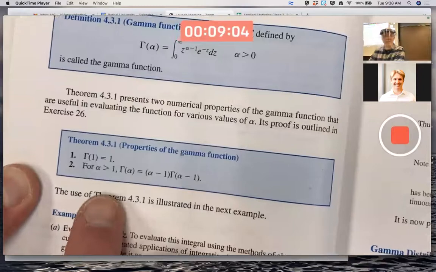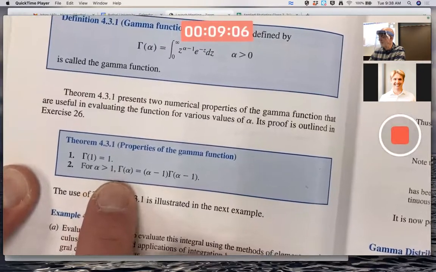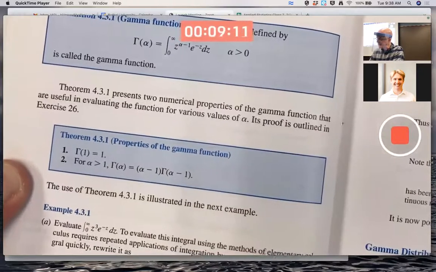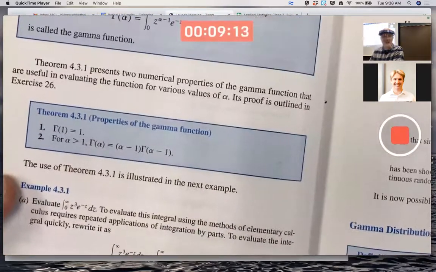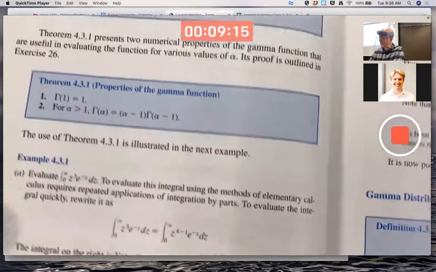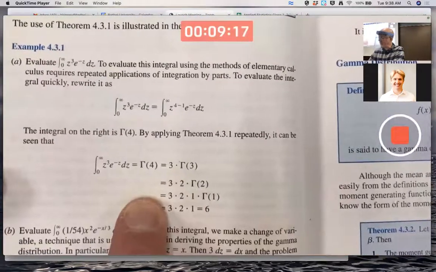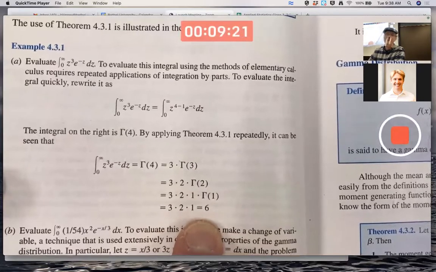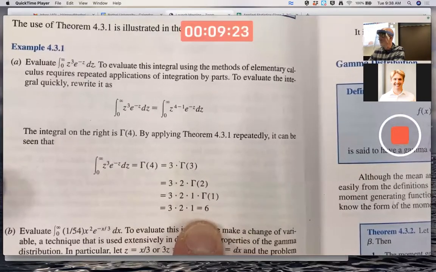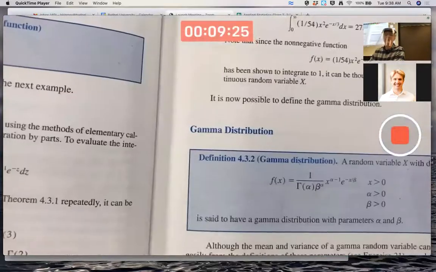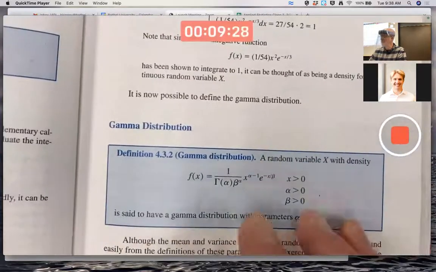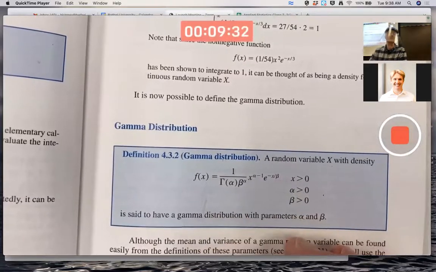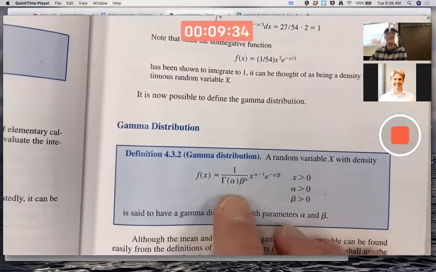It is related to the factorial function, because this fact ultimately leads to the fact that gamma of alpha is alpha minus 1 factorial. For example, gamma of 4 is 3 factorial, 6. Gamma of 5 would be 4 factorial, 24. It's a generalization of the factorial function, and to make this integrate to 1, as you integrate x going from 0 to infinity, you've got to use this constant in front.